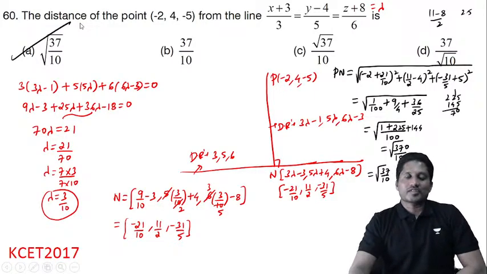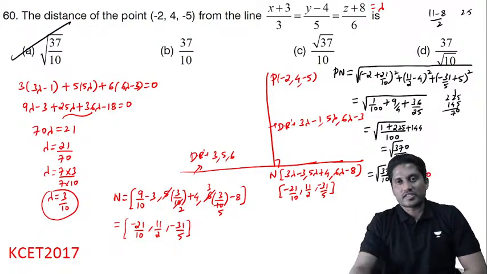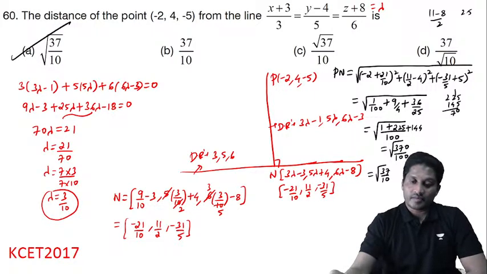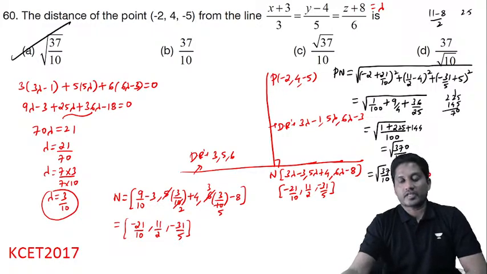Actually, this was asked in the KCET 2017 paper only. Distance of a point from the line. Usually in JEE Main they ask the foot of the perpendicular or image of a point with respect to a line. But CBSE students will also study this distance of a point from the line.